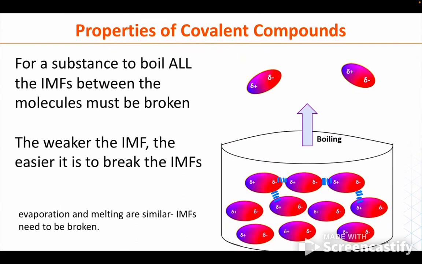In melting, you break some of them, not all of them. And then evaporation is similar. So the easier something boils, melts, or evaporates, the weaker its IMFs. And if it's harder to evaporate, melt, or boil, then it has stronger IMFs.